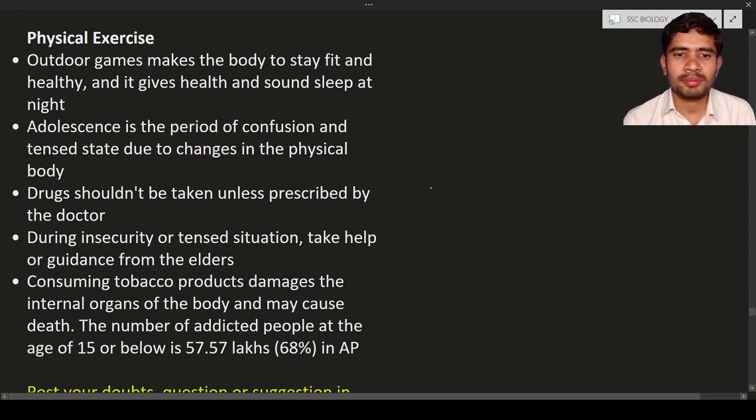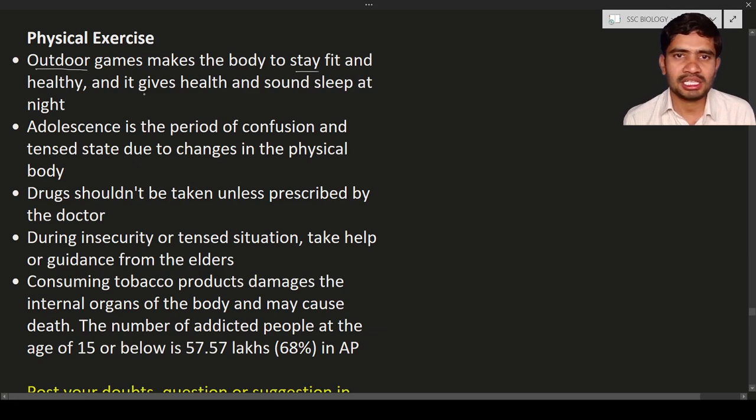Next one is physical exercise. Physical exercise is nothing but you have to play something in the ground or somewhere, so that the body does some work. That is known as physical exercise. Mostly outdoor games are very useful. Outdoor games should be played, and these make the body stay fit and healthy.